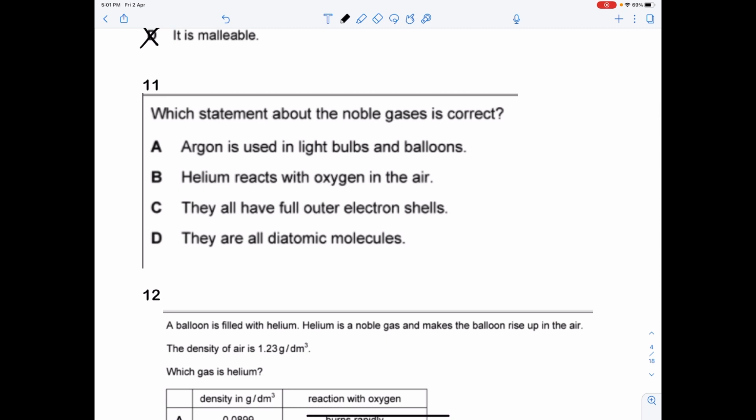11. Which statement about the noble gases is correct? Argon is used in light bulbs and balloons. No, argon is used in light bulbs, but helium is used in balloons. Argon is heavier than air. Helium reacts with oxygen in the air. No, helium is unreactive. It's a noble gas. They all have full outer electron shells. Yes. D, they are all diatomic molecules. No, they're monatomic. They only hang around by themselves. What's the correct answer? C.